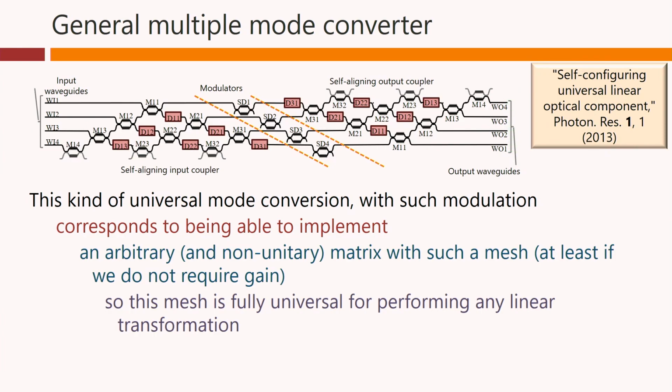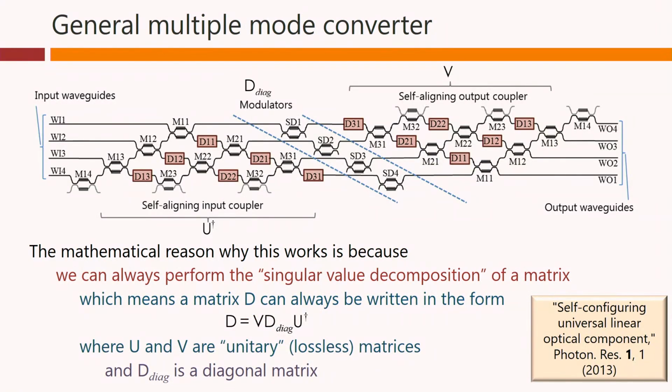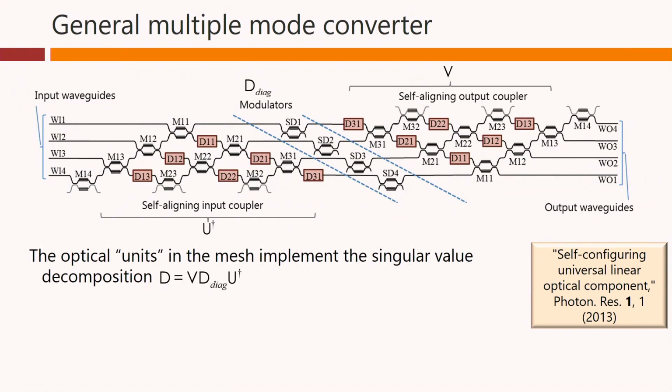on the right. The mathematical reason why this works is because we can always perform the singular value decomposition of a matrix. That is, we can always write a matrix in the form of a product of 3 matrices, a unitary one, a diagonal one, and another unitary one. The optical units in this mesh implement the singular value decomposition. Here is the matrix U dagger, a unitary matrix. Here is the diagonal matrix, and here is the second unitary matrix, V.